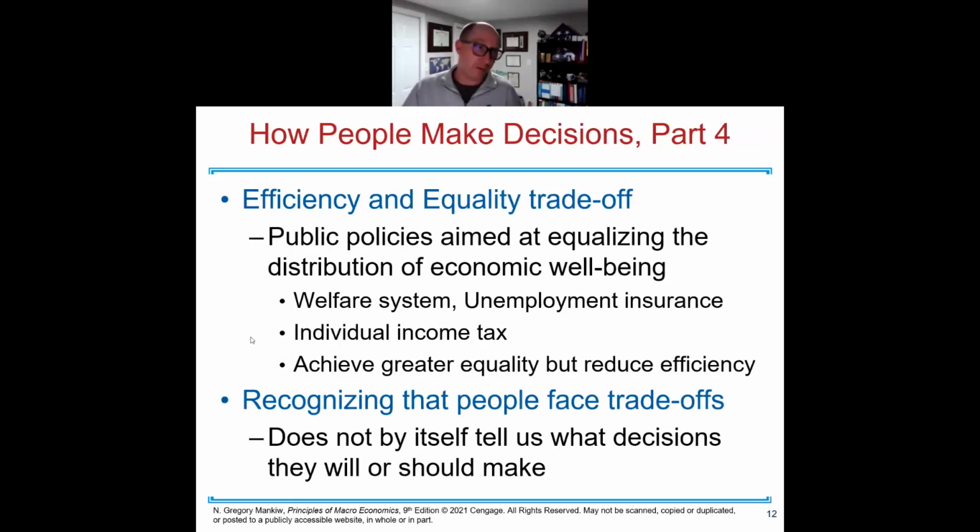Efficiency and equality, however, they're trade-offs. Usually we're either efficient or we're equal, but we're usually never both at the same time. So we have things in place to try to balance things out, to make things a little bit more equal. How do you do that? We have things like a welfare system, unemployment insurance, income taxes, and these things help to make things a little bit more equal, ultimately. We recognize that people face trade-offs between efficiency and equality.